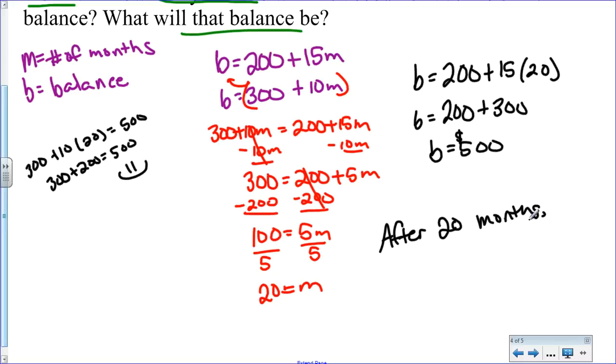So our summary, after 20 months, the balance will be $500 in both accounts.